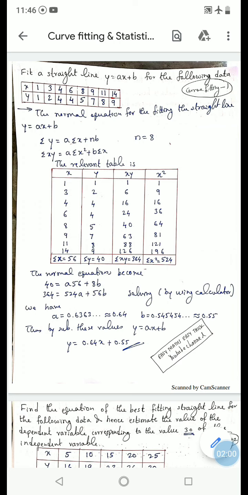nearly equal to 0.55. So put a and b values in the given straight line, that is y is equal to ax plus b. Therefore y is equal to 0.64x plus 0.55. For this value, the straight line will be best fit for the given data. So it is the procedure.